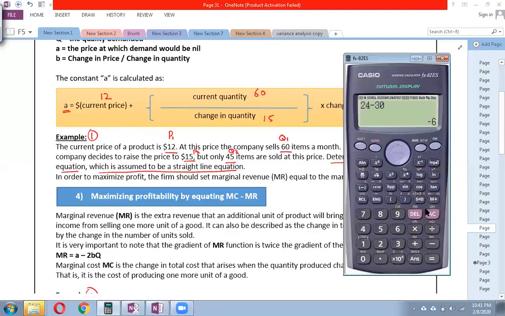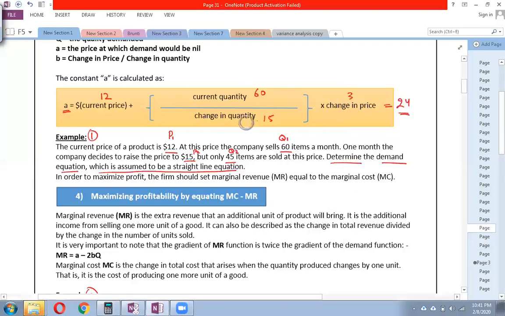So bracket first, 60 divided by 15. After that, the multiplication, so you multiply with 3. And after that, the addition, so you add 12, right? Which will give you 24. Always bracket first, then multiplication and division, and after that addition and subtraction.